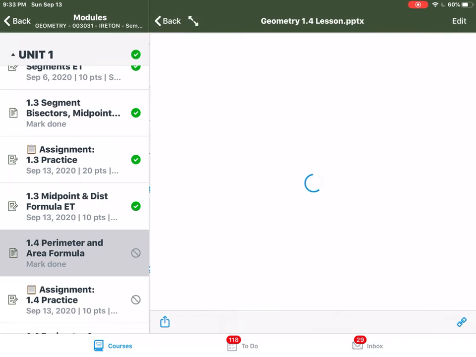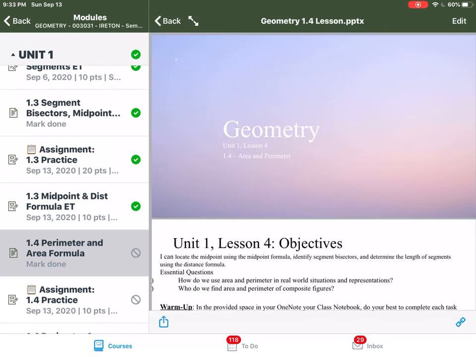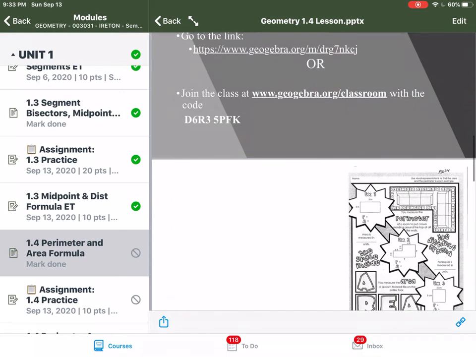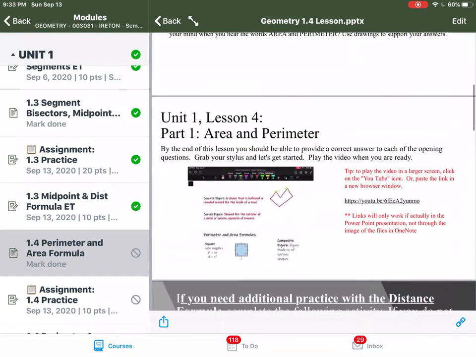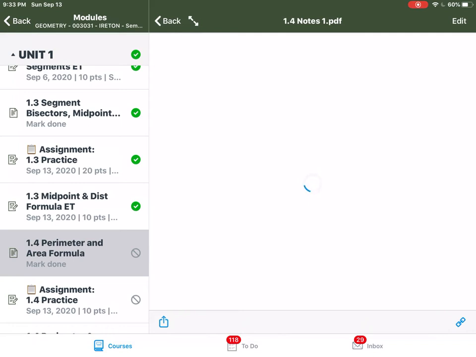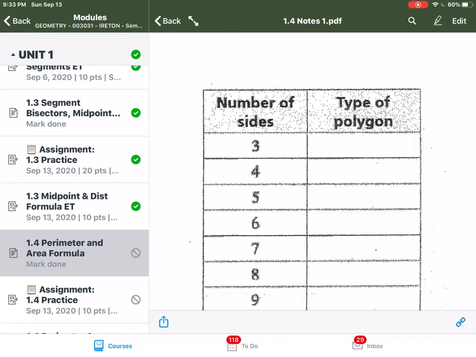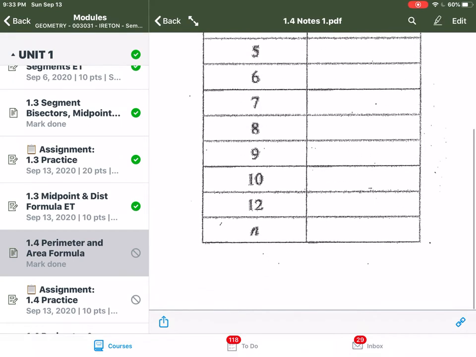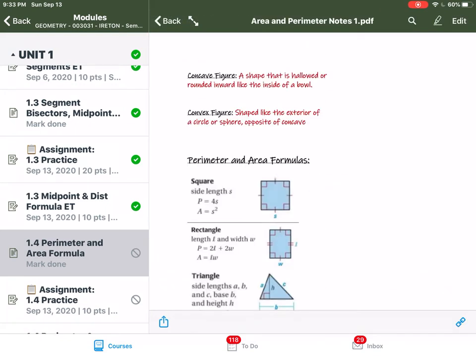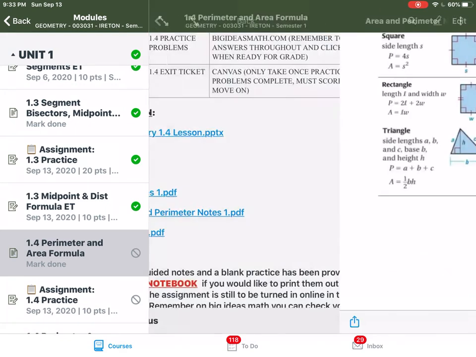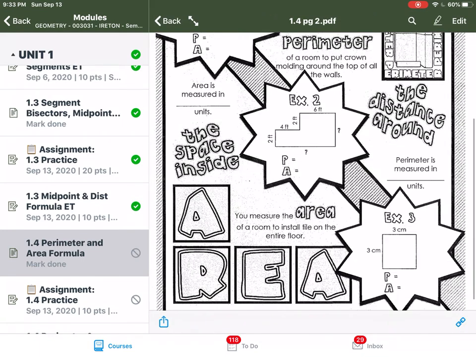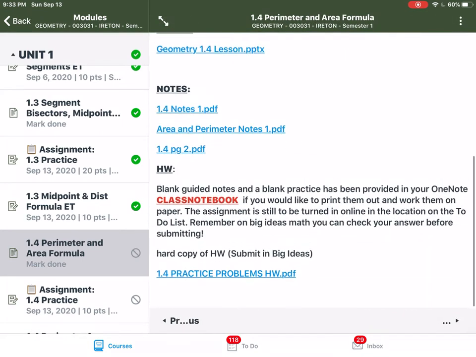You can click into it and it'll open it up for you, and it's going to walk you through examples and the notes. The notes are in this PDF, part of them, and part of them are in this page, and then part of them are in this page. So once you have completed the notes, you're going to come to the homework.